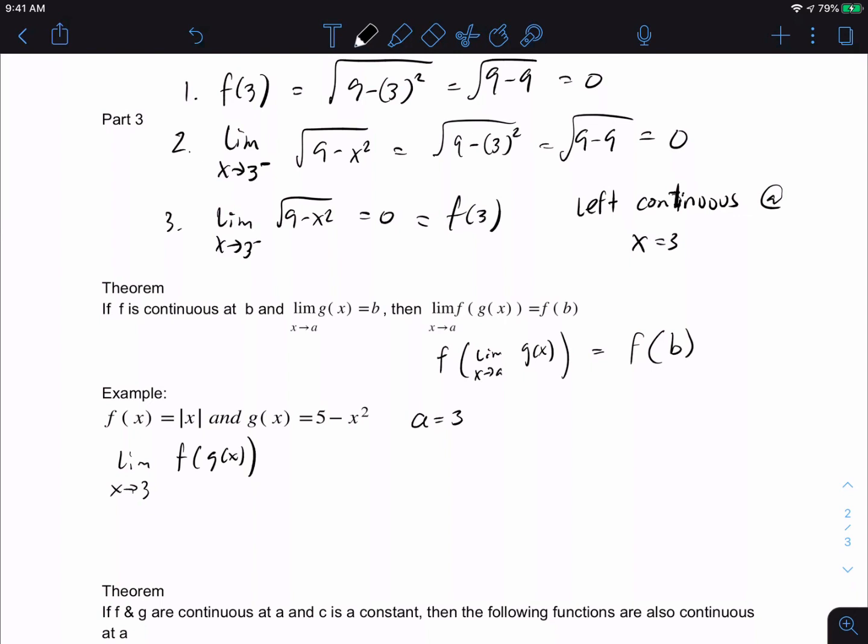Okay, so from the rule, I'm telling you that the limit can go inside, right? If the limit can go inside, then don't I get f of the limit as x approaches 3 of g of x? Yes? Okay, so now g of x was that 5 minus x squared, right? I can do a direct substitution, so I'm going to say f of 5 minus 3 squared. Agreed?